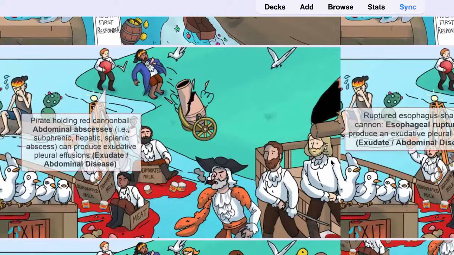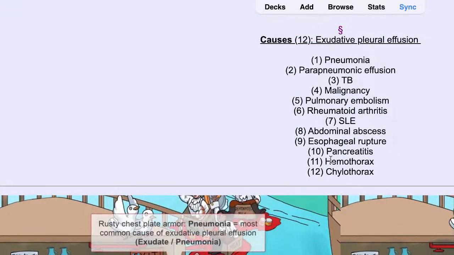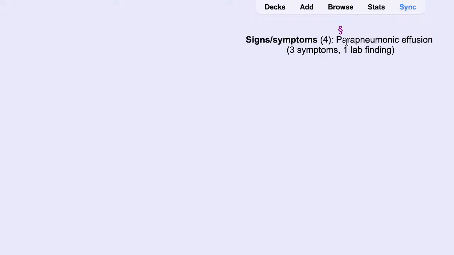What else do we have? Chylothorax. Parapneumonic effusion. What else did I miss? A lot. Rheumatoid, wolf, the SLE. Pulmonary emboli, forgot about that one. Abdominal abscess. I probably will not remember you. All right, let's move to the next one.